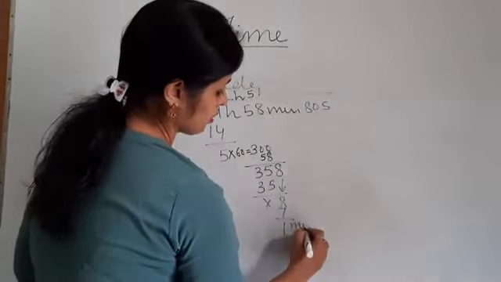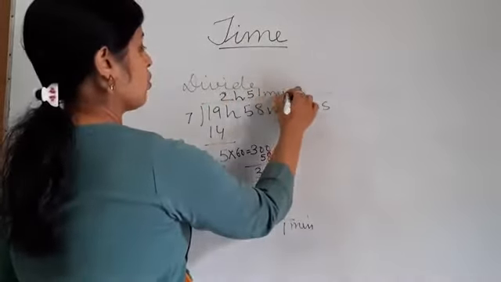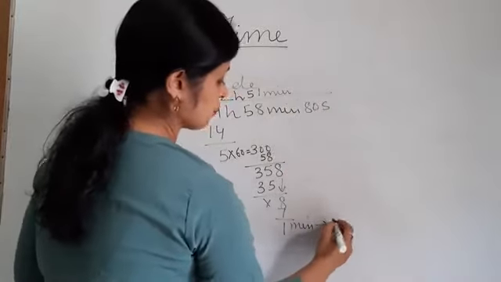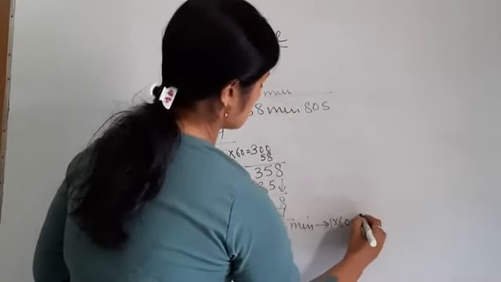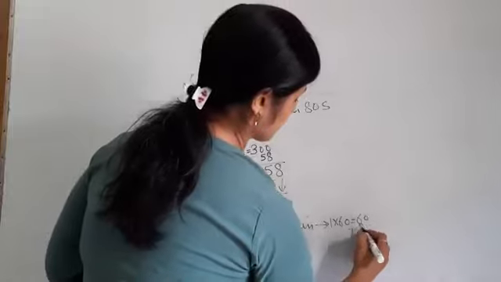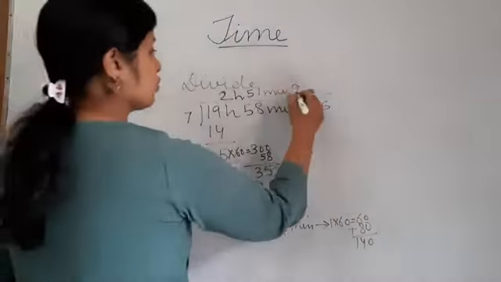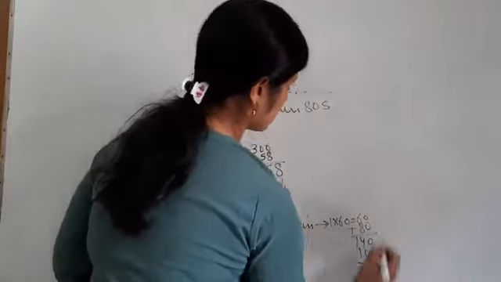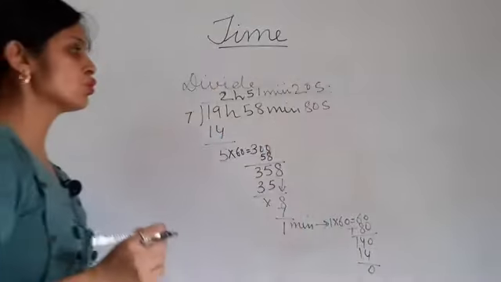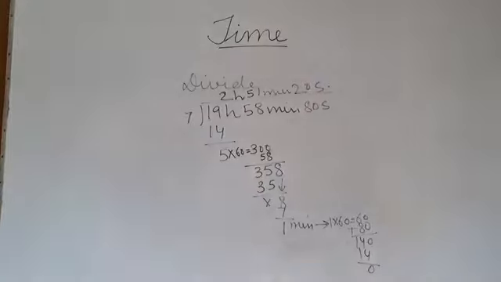Again this is minutes, so I'll convert it into seconds. 1 into 60 is 60, plus 80, so it will become 140 seconds. Now 7 2s are 14, so 20 seconds. So the answer is 2 hours 51 minutes 20 seconds.